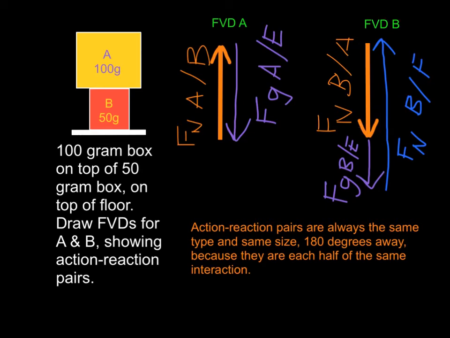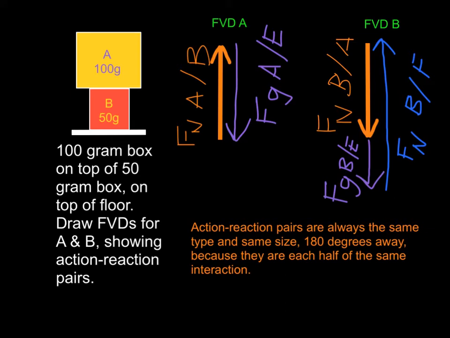The action-reaction pairs are always the same type and same size, 180 degrees away from each other, because they are each half of the same interaction. So this is a single interaction, this, then this, or this, then this.